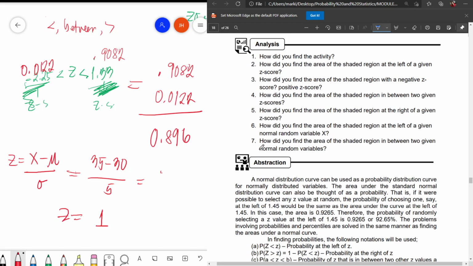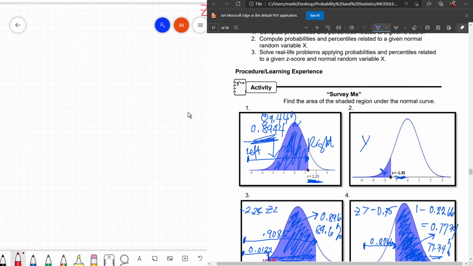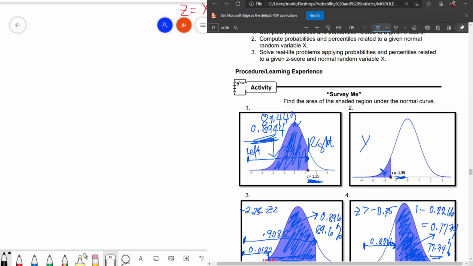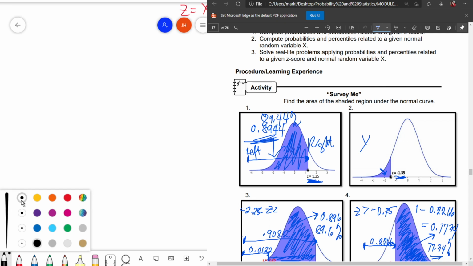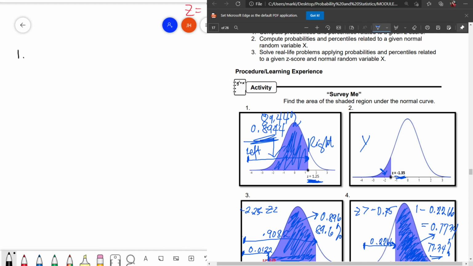So, when we apply this here, number 1 is P. Okay, let's have this one. So if you're going to have this one, this is what you will do. So number 1, P of Z is less than 1.25. That is the correct way of writing.